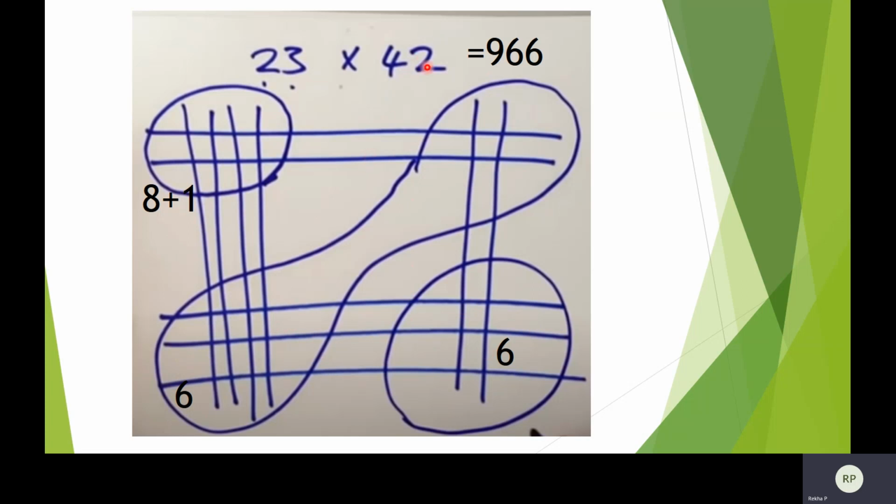So now you have to represent the next number, 42. So 4 lines, leave a gap and then 2 lines. Then you group in a diagonal fashion and count the intersecting points. You write all these intersecting points. So we'll get like this. And now whenever there is a 2-digit number, you keep only the last digit there and move the carry forward to the next immediate group. So this one is 6, and then 8 plus 1 you have to add in this group. 8 plus 1, 966. So you will get the answer as 966.